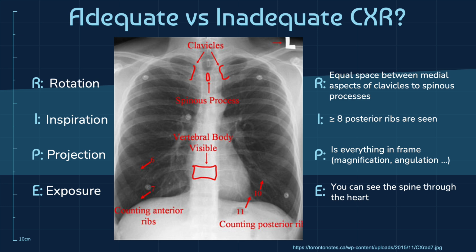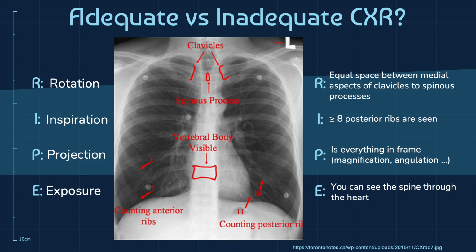Okay. Now let's discuss the adequacy of a chest x-ray. What I mean when I say adequacy is the quality of the chest x-ray. Once you determine that you have a good quality or adequate chest x-ray, you will be more confident in your diagnosis of your patient. Now, to determine the adequacy of this radiograph, you want to remember the mnemonic RIPE. R is rotation, I is inspiration, P is projection, and E is exposure.